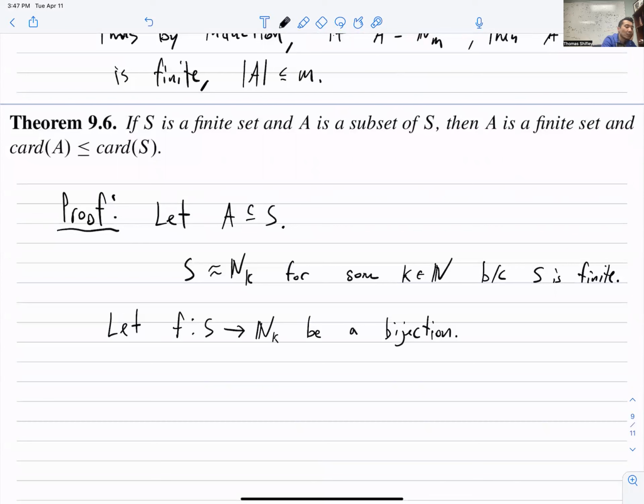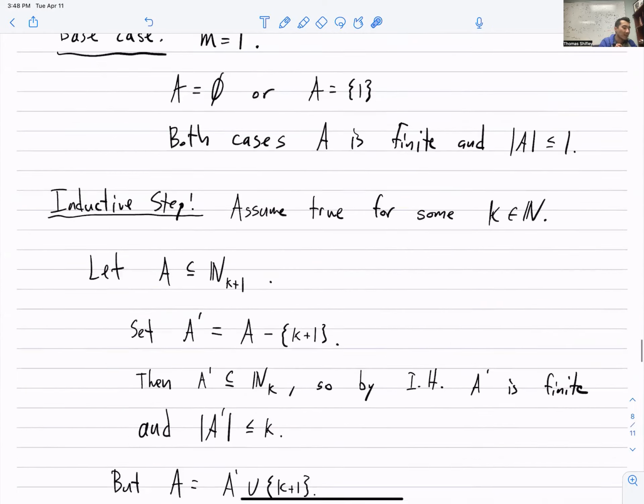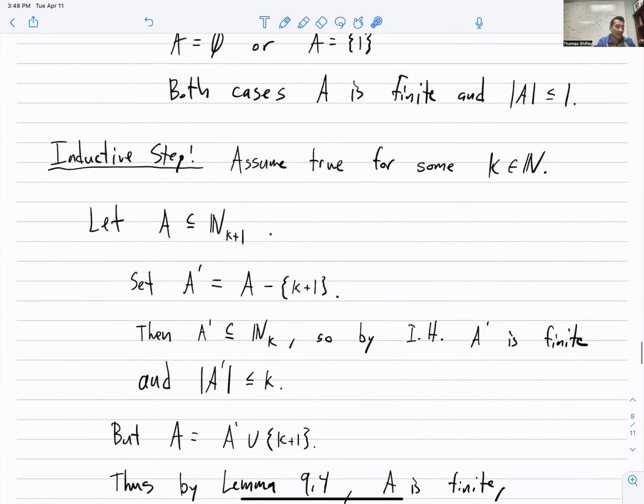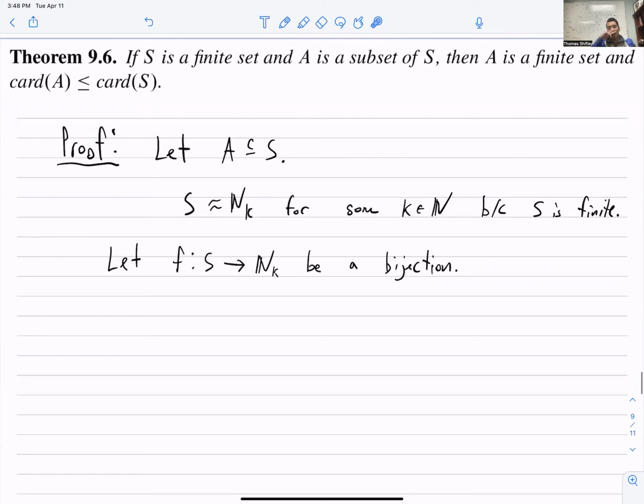What's the idea? We're going to restrict F to the subset A, and that's going to restrict to a subset of N sub K. Now that we're in N sub K, we can use lemma 9.5, because A will now be a subset of the natural numbers. That's the basic idea with all these things: we want to map everything over into a subset of natural numbers, because we know what happens there, and use the rules there. So how are we going to do that?